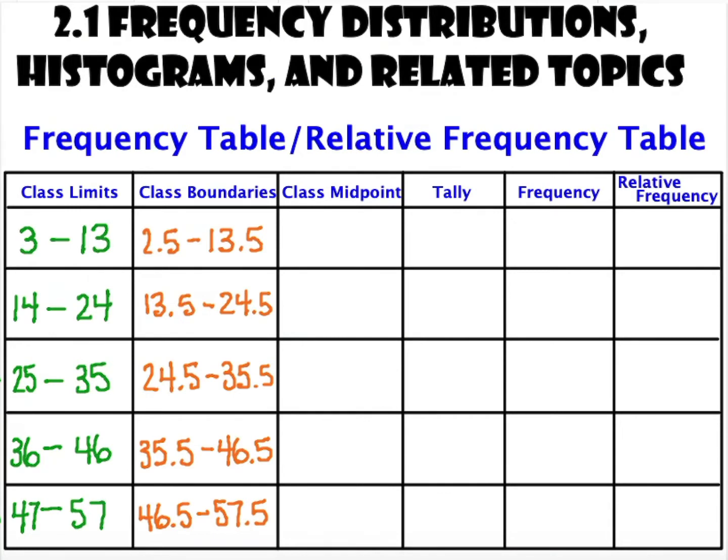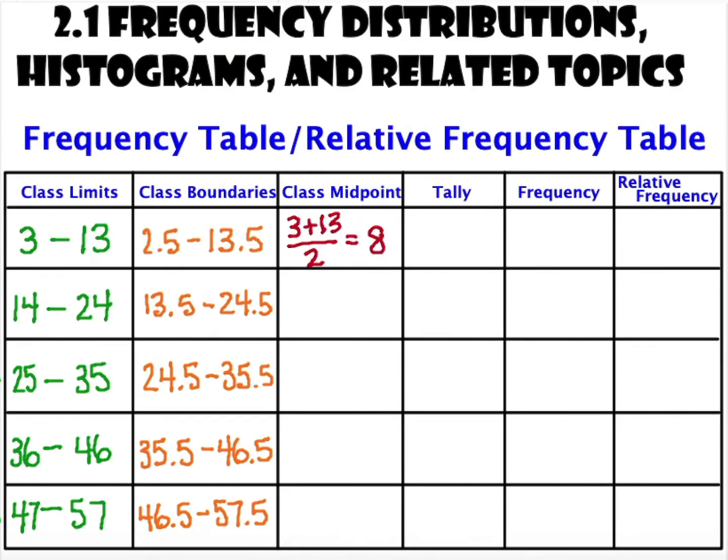Next is the class midpoint. If you remember the midpoint formula from the old days, that just goes (x plus x) divided by 2, (y plus y) divided by 2. And so, for example, on this first class, if I look at those class limits, 3 plus 13 is 16, divided by 2, which is 8. And so we're just going to find the average of the lower and upper bound each time.